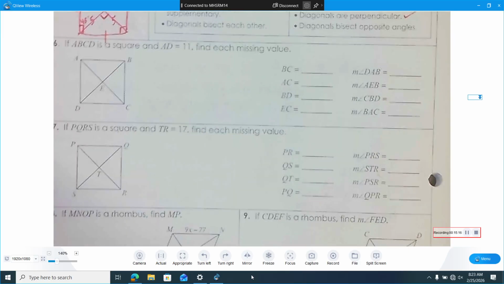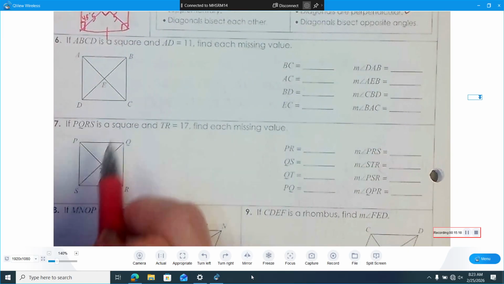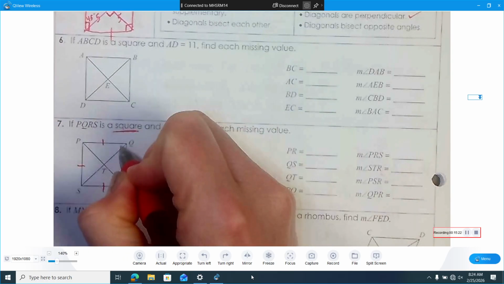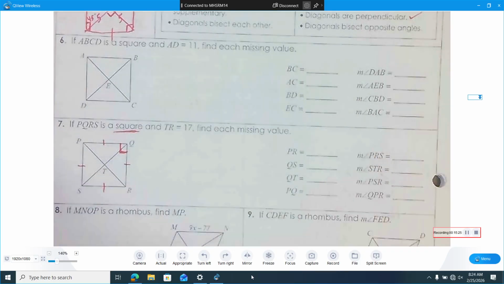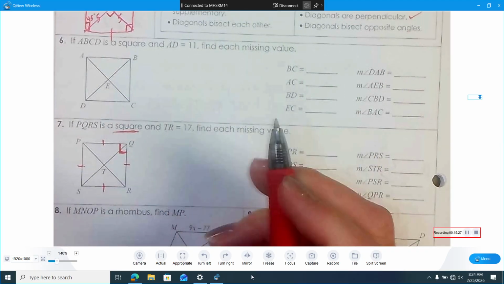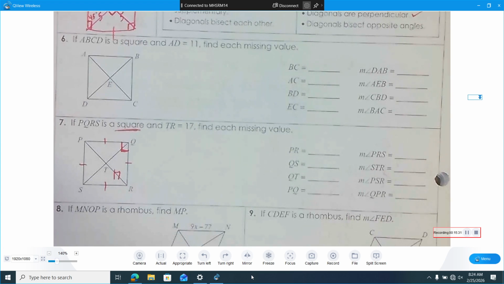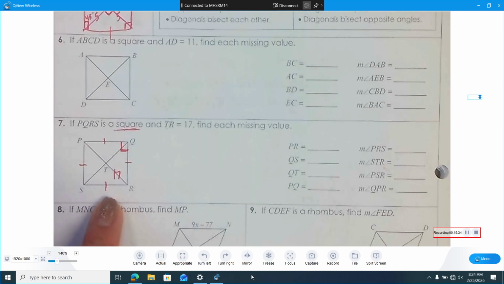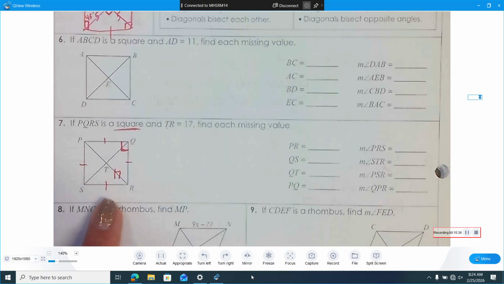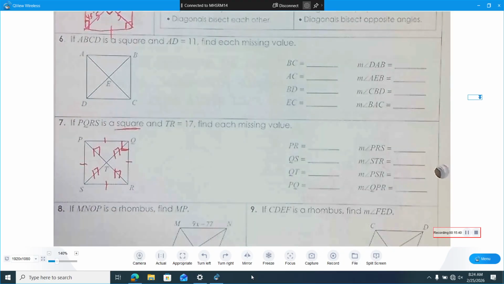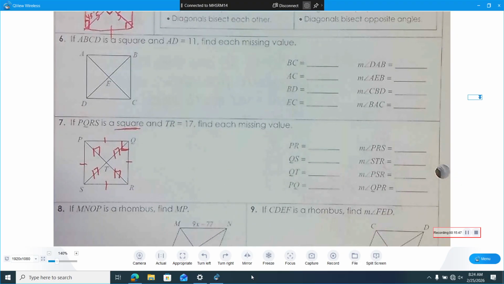Let's look at number 7. PQRS is a square. So I know that all 4 sides are congruent and all 4 angles are right angles. And they tell me that TR is 17. Find each missing value. If TR is 17, what else is 17? PT is 17, ST is 17, TQ is 17. All those little baby diagonals are 17 because they all are the same length.